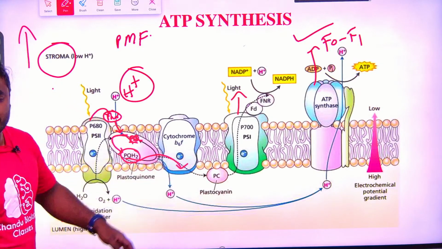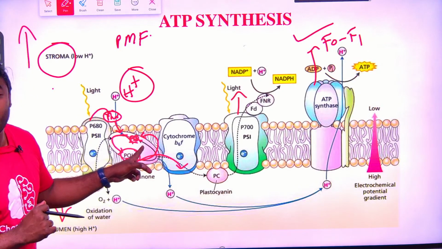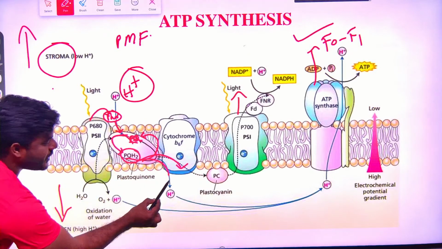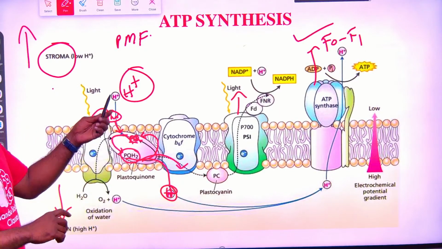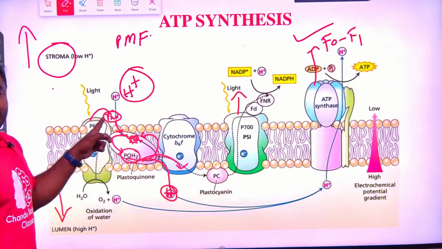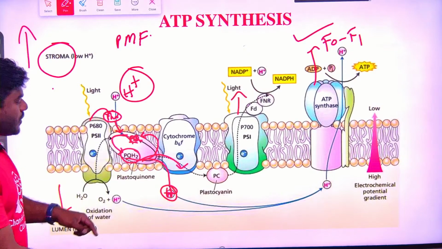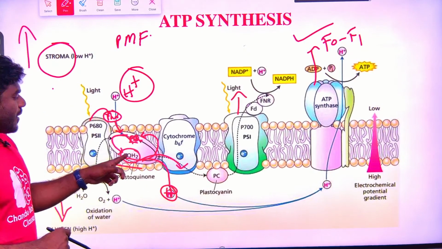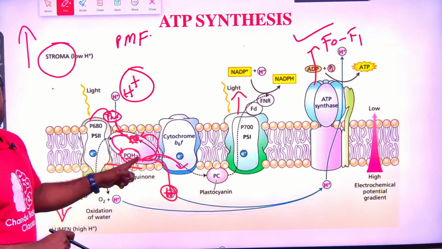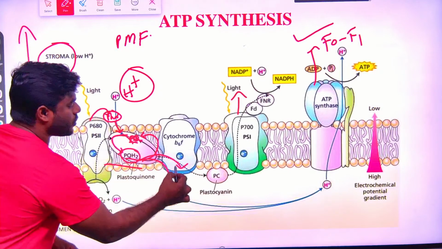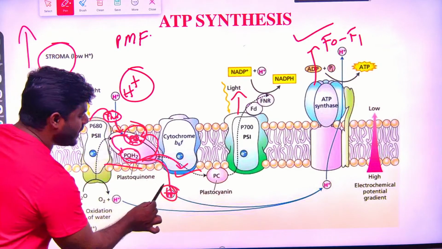Upon passing the electron, PQH2 is oxidized back to PQ. And what about the proton? It is released into the lumen. Once again, try to understand correctly. Whenever the pheophytin passes the electron to the plastoquinone, it is readily reduced to PQH2, and in order to get reduced to PQH2 it also accepts the proton from the stroma. Then PQH2 sends the electron to cytochrome b6f and is oxidized back to PQ, and that proton is released into the lumen.